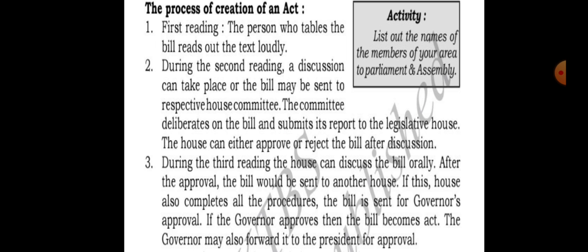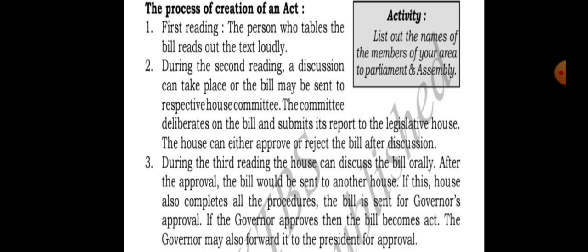After that, the second reading takes place. The same bill is read again. In the second reading, a discussion will take place, or the bill may be sent to the respective house committee. Suppose all the members have accepted it in the first reading itself, then there won't be any discussion. It goes to the house committee. Then the committee deliberates on the bill and submits its report to the legislative house. When it is submitted, the house can either approve the bill or reject the bill. Both choices are there. Either they can approve or reject the bill after discussion.